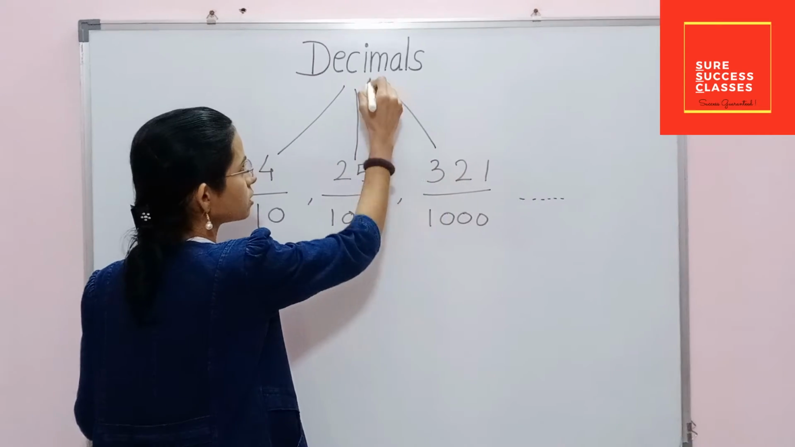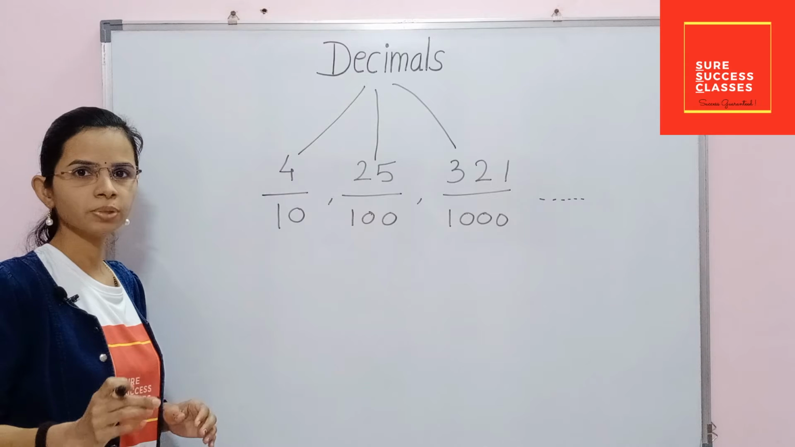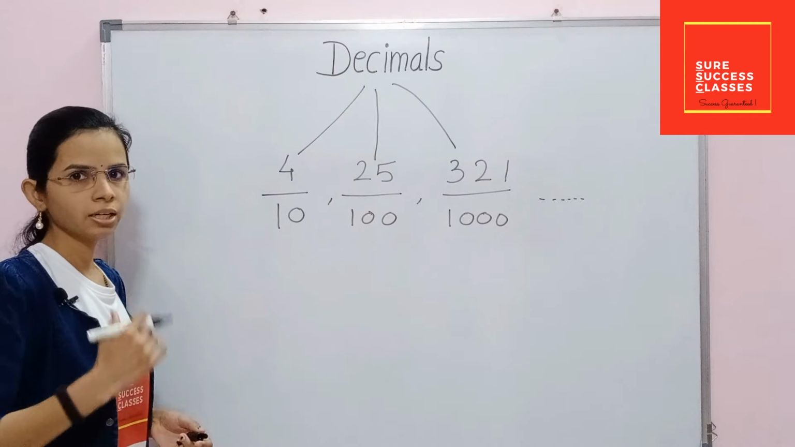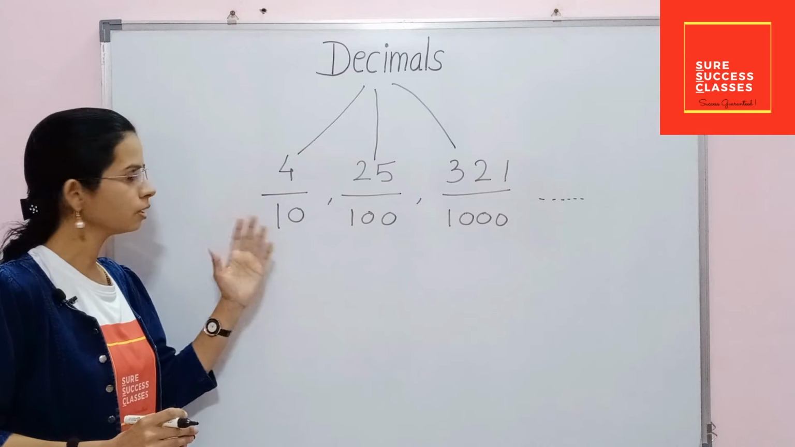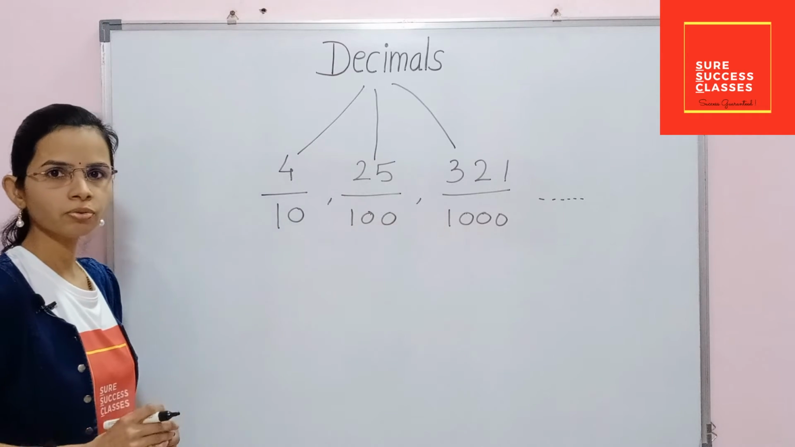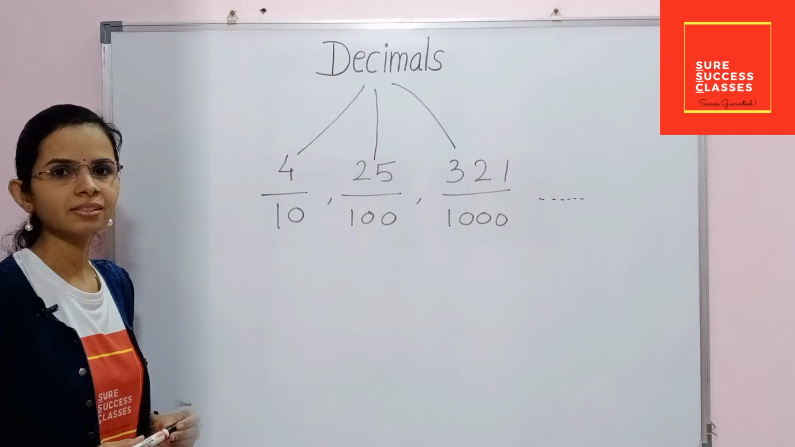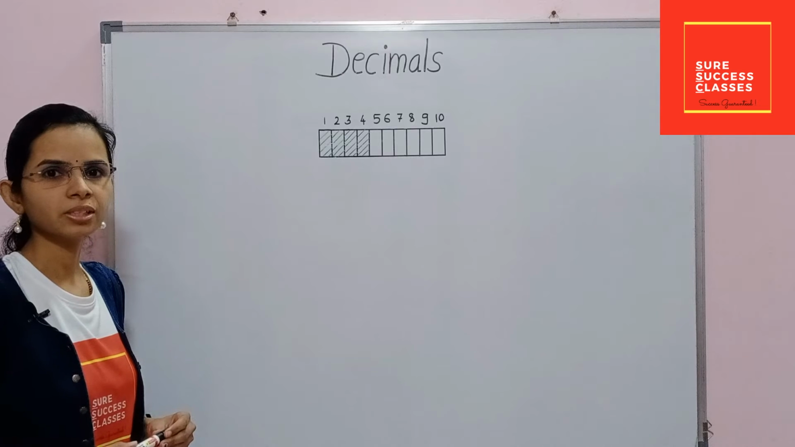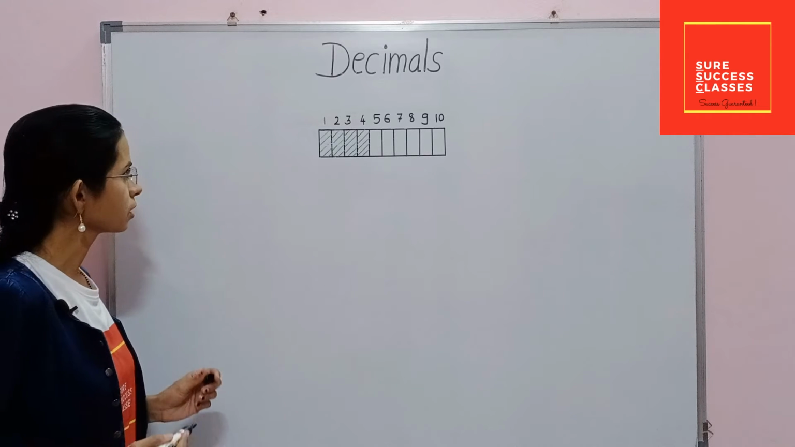Decimal fractions. Here we can clearly observe the relation between fractions and decimals. The fractions which are having the denominator 10, 100, 1000 or the power of 10 come under decimal fractions. Let's try to understand the concept of decimal with the help of fractions.